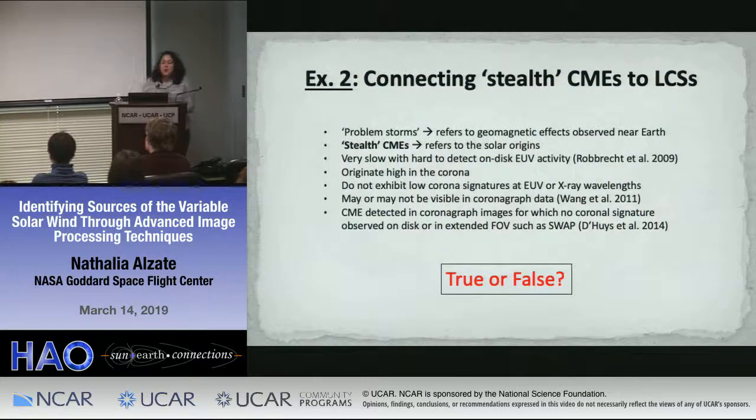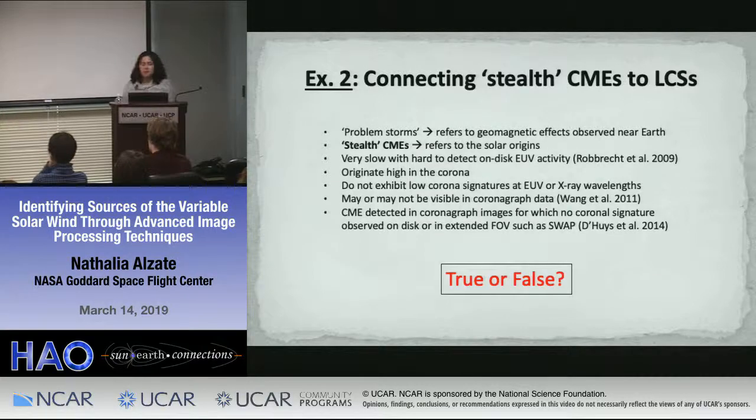Right. So the main definition is that there is no obvious on-disk signature that could be the source of whatever CME you're seeing further up, mostly in coronagraph data. The term stealth CME was coined by Robrecht, but there have been several studies on these CMEs with a few varied definitions. They don't exhibit low coronal signatures at EUV, or in 2011 may or may not be visible in coronagraph data. That's a slight variation.